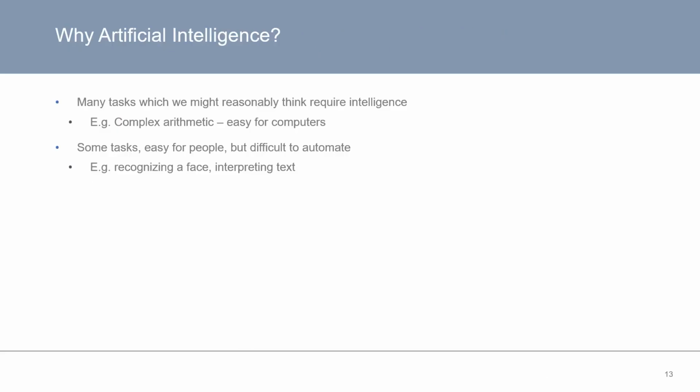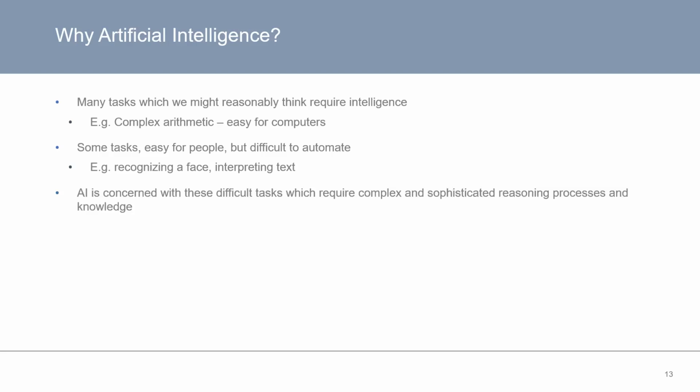So why are people interested in artificial intelligence? There are many tasks which we might reasonably think require intelligence, for example, complex arithmetic, which is traditionally easy for computers. However, some tasks may seem easy for people, but have been traditionally very difficult to automate. For example, recognizing a face or interpreting text. Artificial intelligence is concerned with these difficult tasks, which require complex and sophisticated reasoning processes and knowledge.